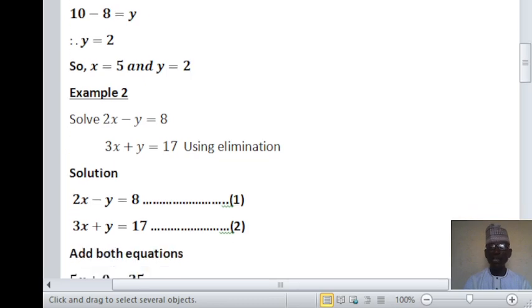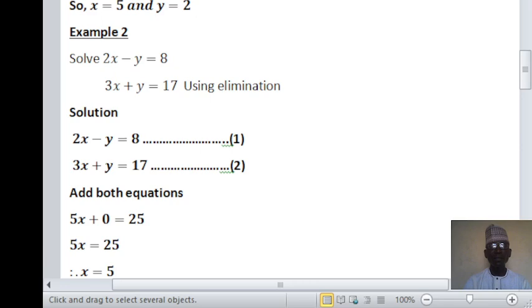Going further, to take example 2. Example 2, we say solve the same equations, 2x minus y equals 8 and 3x plus y equals 17, using the elimination method this time around. So, solution: in this case, you are not going to substitute. In this case, first you look for how to eliminate. You check all your variables, x and y, to see where it will be possible for you to do some eliminations.